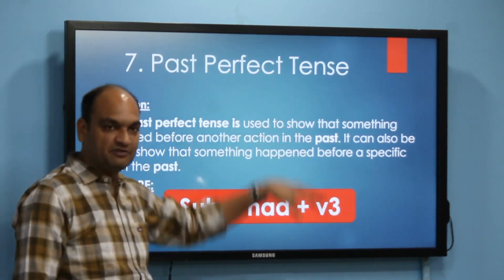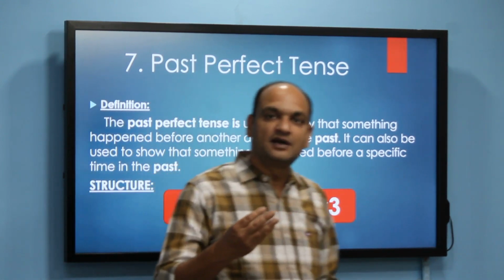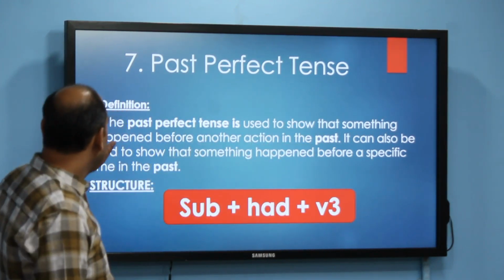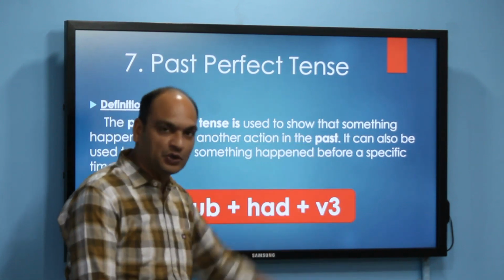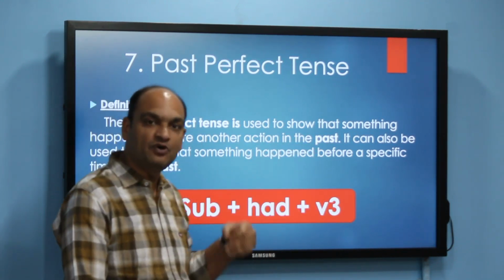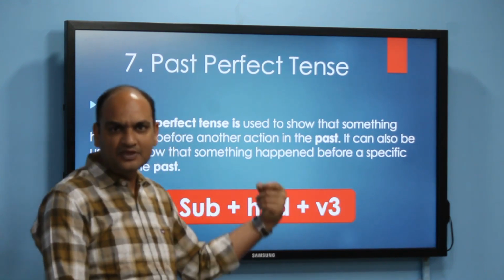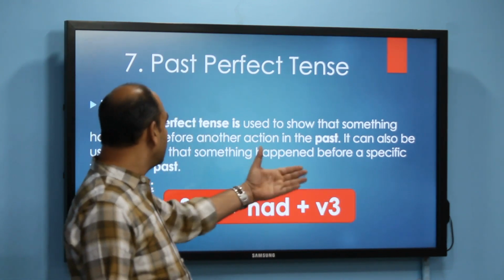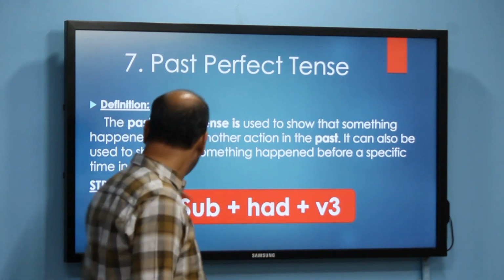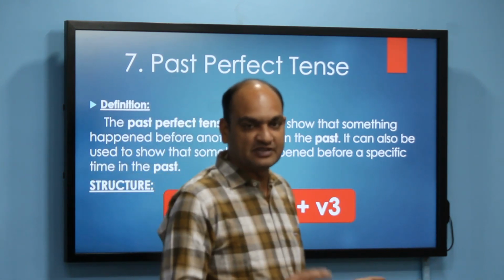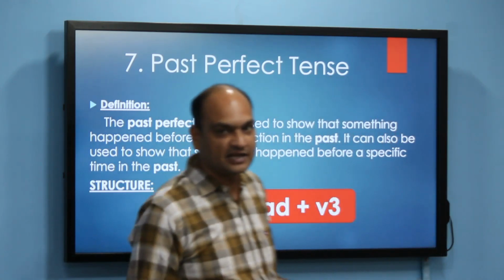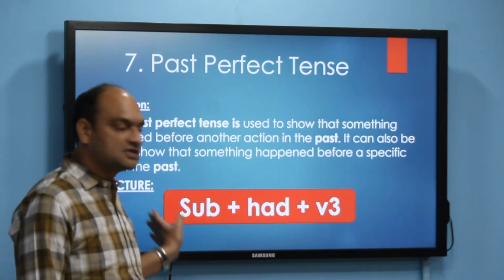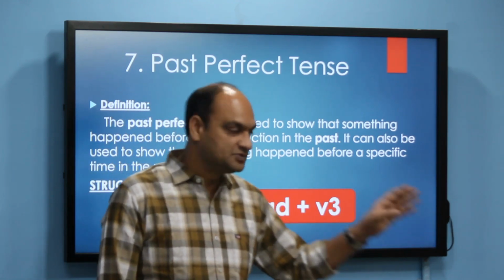Now the next tense is the past perfect tense. We have gone through past continuous, and now I'm going to deal with the topic past perfect tense. The past perfect tense is used to show that something happened before another action in the past. Just remember it. It can also be used to show that something happened before a specific time in the past. Now, the structure stands like this. Subject plus had plus V3 plus object.